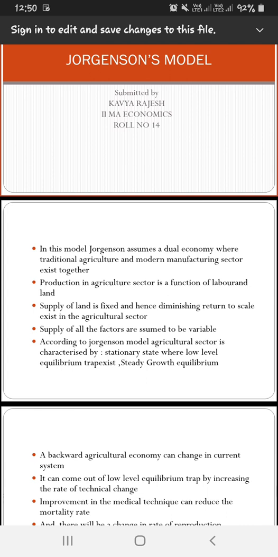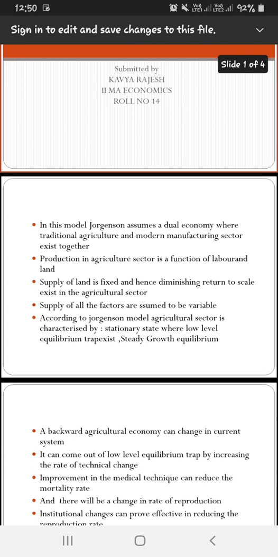Agriculture sector. We can look into what is meant by the agriculture sector. Production in the agriculture sector is a function of labor and land. The supply of land is fixed, and hence diminishing returns exist in the agriculture sector. At the initial level, however, the supply of all the factors is assumed to be variable, and hence a simple Cobb-Douglas production function with constant returns to scale exists.